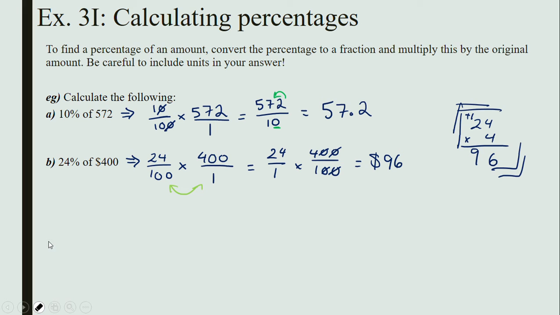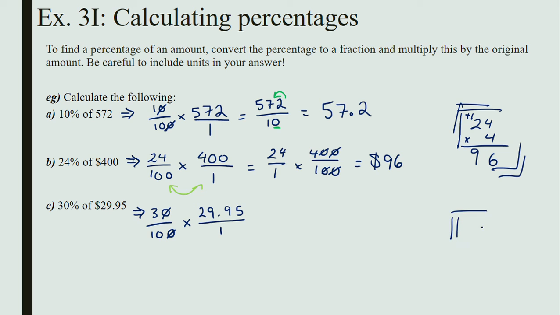Okay, one last example. This time we have decimals involved. So the same thing is going to happen. We're going to convert that percentage to a fraction. So we have 30 out of 100. Already I've seen zeros, I'm going to cross them out, so I end up with 3 out of 10. I'm going to multiply that by 29.95, which as a fraction is over 1. Okay, I want to multiply 29.95 by 3.